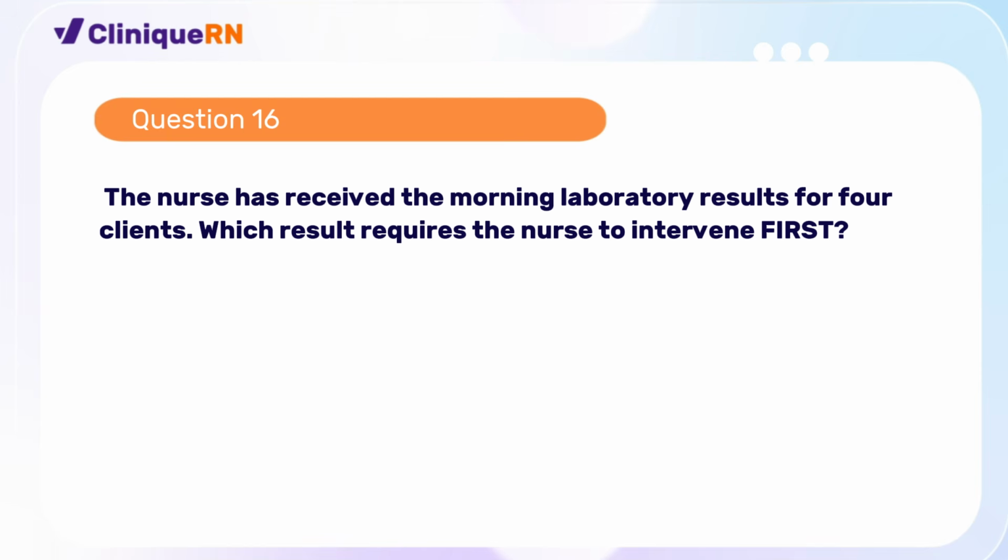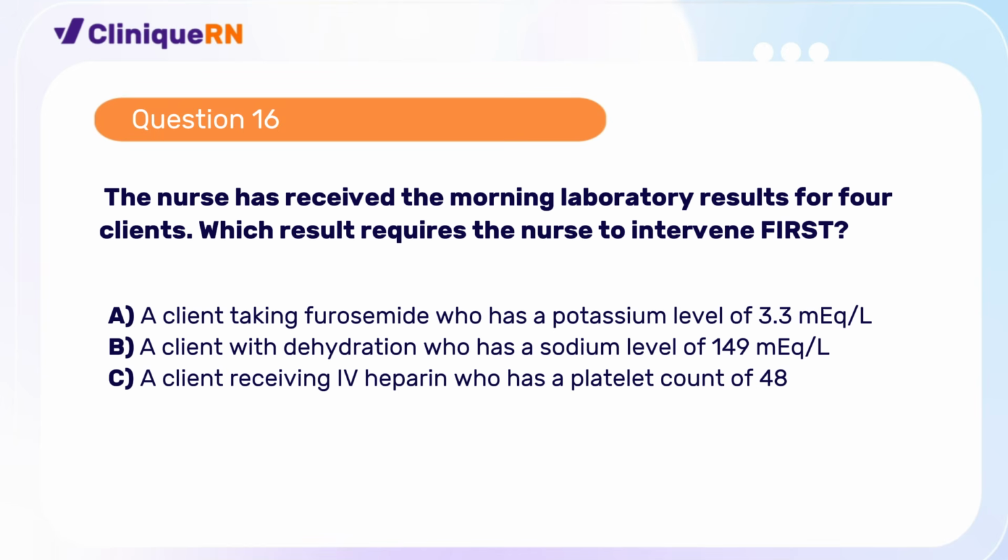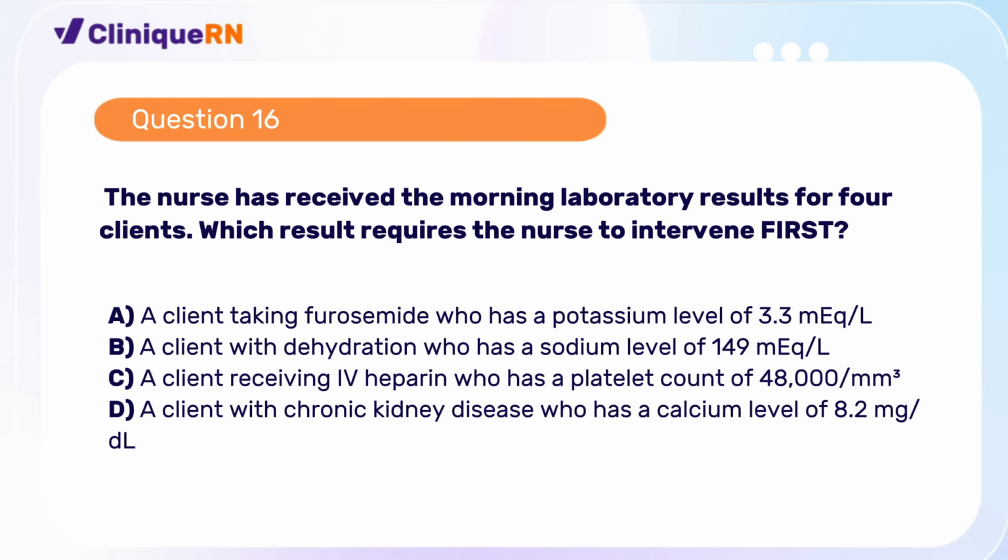Question 16. The nurse has received the morning laboratory results for 4 clients. Which result requires the nurse to intervene first? A. A client taking furosemide who has a potassium level of 3.3 milliequivalents per liter. B. A client with dehydration who has a sodium level of 149 milliequivalents per liter. C. A client receiving IV heparin who has a platelet count of 48,000 per cubic millimeter. D. A client with chronic kidney disease who has a calcium level of 8.2 milligrams per deciliter.